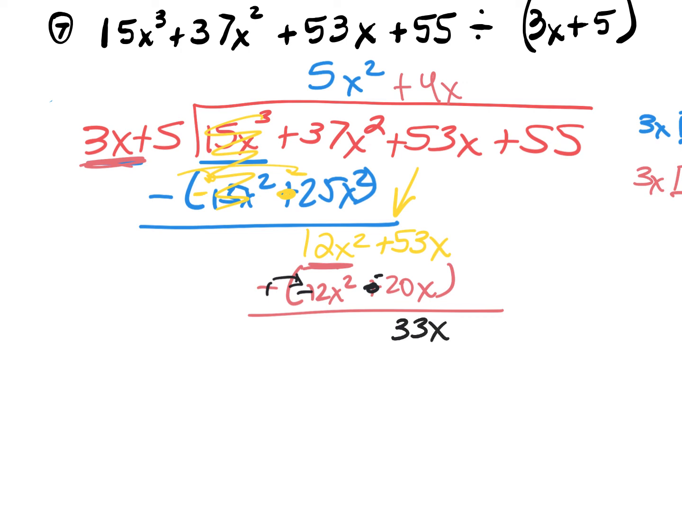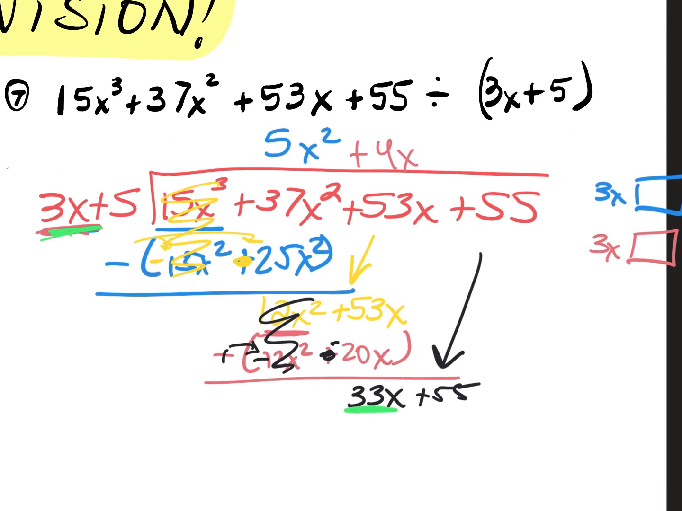33x. What happens with my 12x squareds? They cancel. And what do I do with 55? Bring it down. So plus 55. Do I stop? No. Almost. First term into first term. 11. 11. Good. I didn't even have to write it.